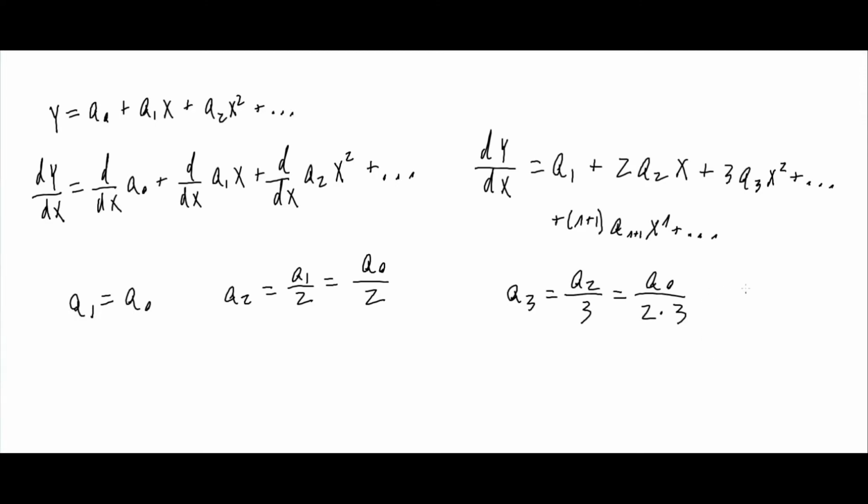And so you will see that we will end up with sort of a general form that is a(n) equals a naught over n factorial.